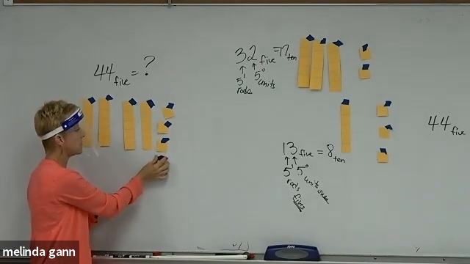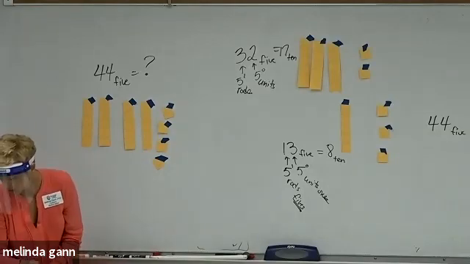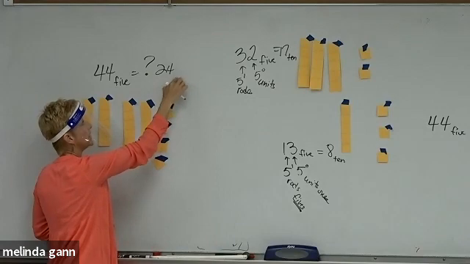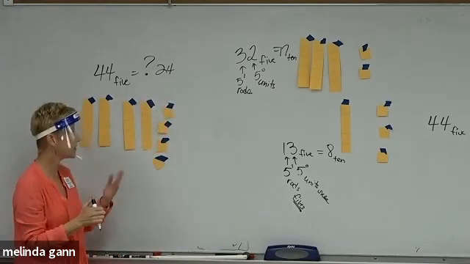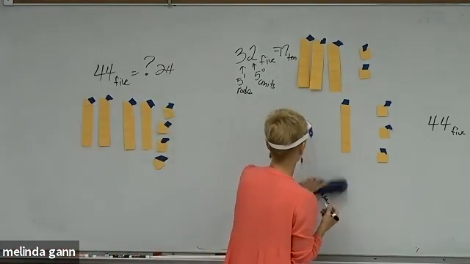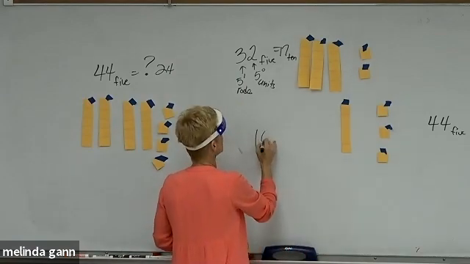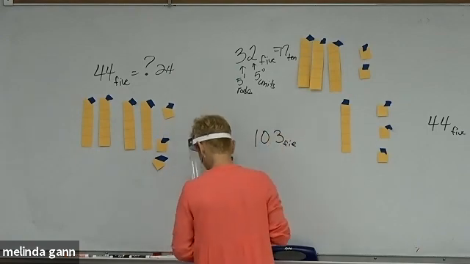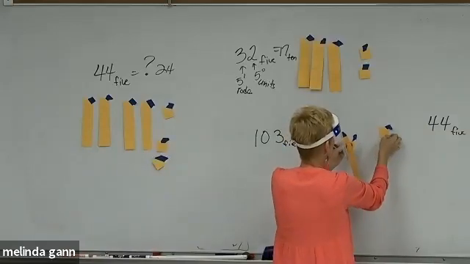All right, is everybody okay on making it? Now, what base 10 number is that? 24. Now, if you don't put a base, what's it understood to be? Base what? Base 10. All right, try this one for me. 1, 0, 3 in base 5. Make me a 1, 0, 3 in base 5.